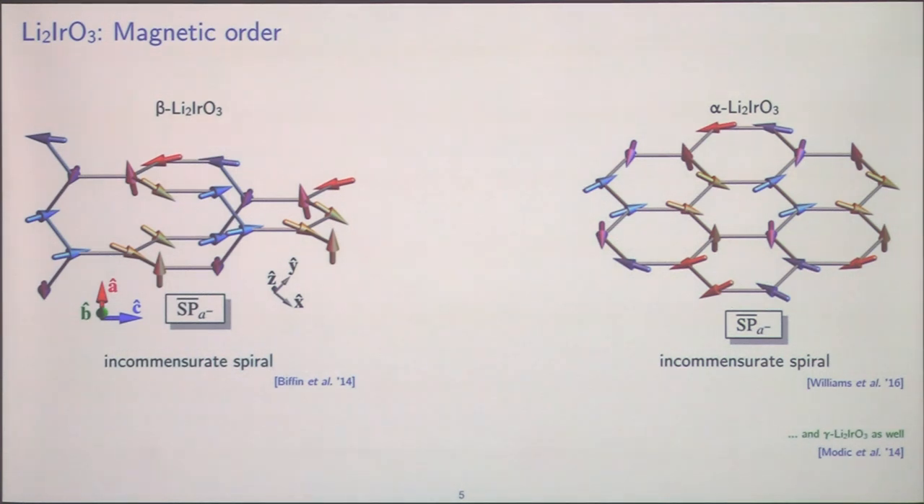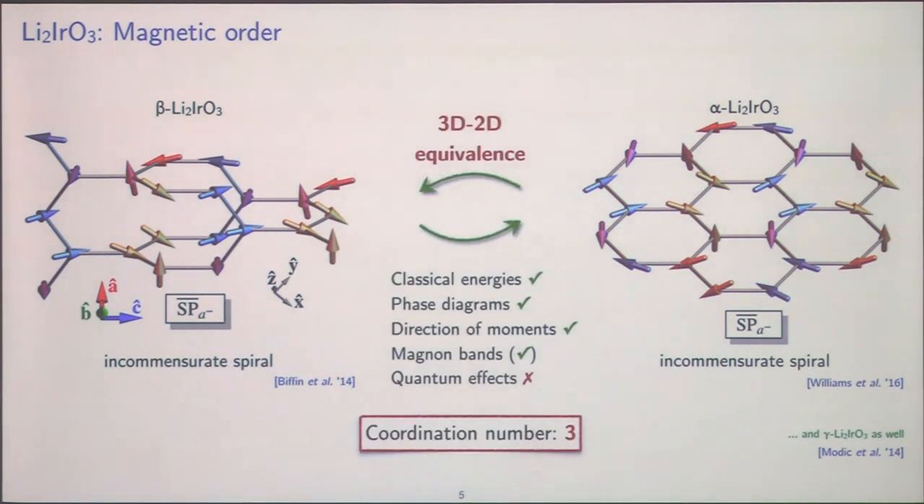You don't have to remember how this really looks, but what you need to remember is some incommensurate state with counter-rotating spirals. And in fact, what I'm going to argue in this talk is that while it has been experimentally observed that alpha, beta, and also gamma lithium iridates share several characteristic key features in their magnetic order, this is not a coincidence. In fact, these two states of alpha lithium iridate and beta lithium iridate can be adiabatically connected to each other. And this mapping I will explain in this talk.